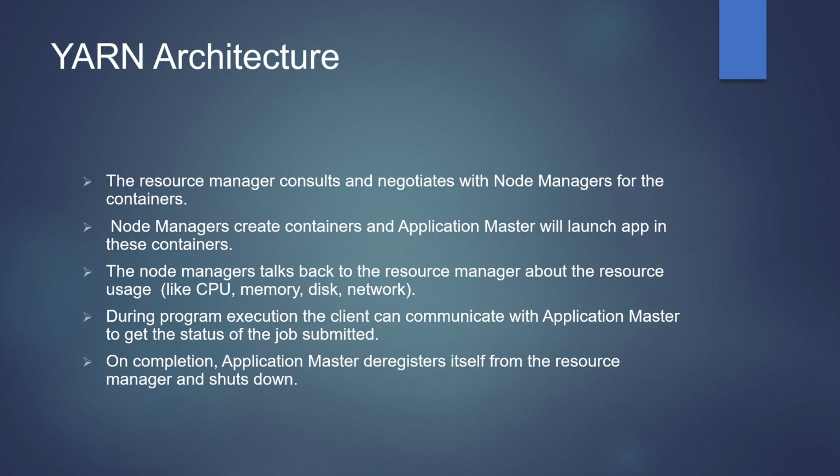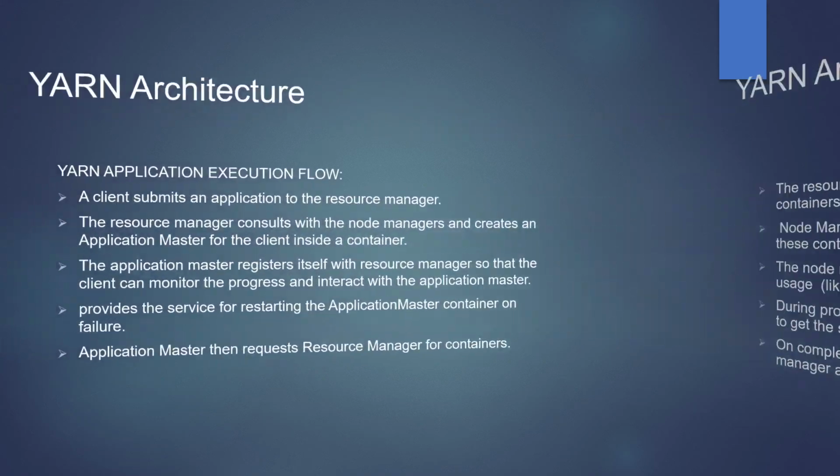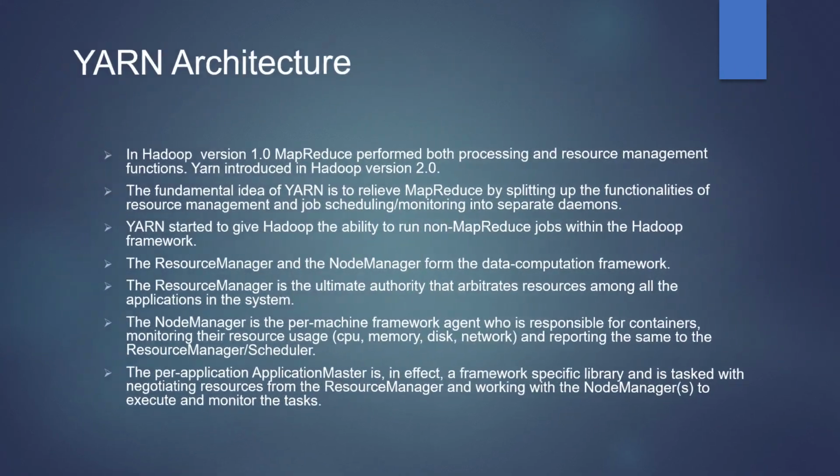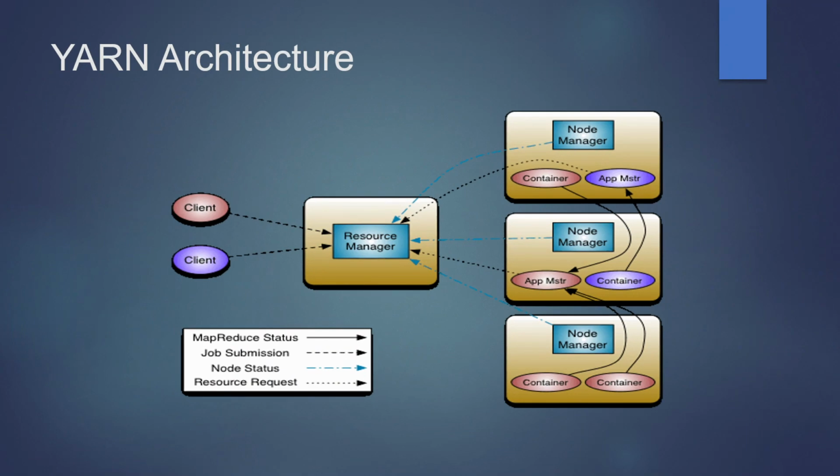We will go back to the architecture and see whatever we discussed. Here the application master is getting created after the client submits an application to the resource manager. Client submits the job to the resource manager. Then the resource manager allocates an application master here.